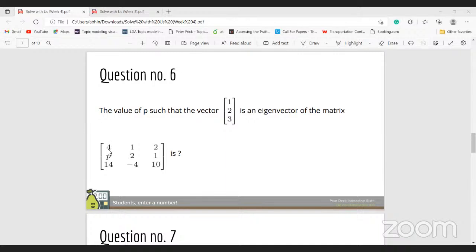Ax equal to lambda x. How many variables do you have now? There are two variables. One will be p and the other will be lambda. So you have to solve two equations, lambda equals 10. Correct. Any other approach anyone used?